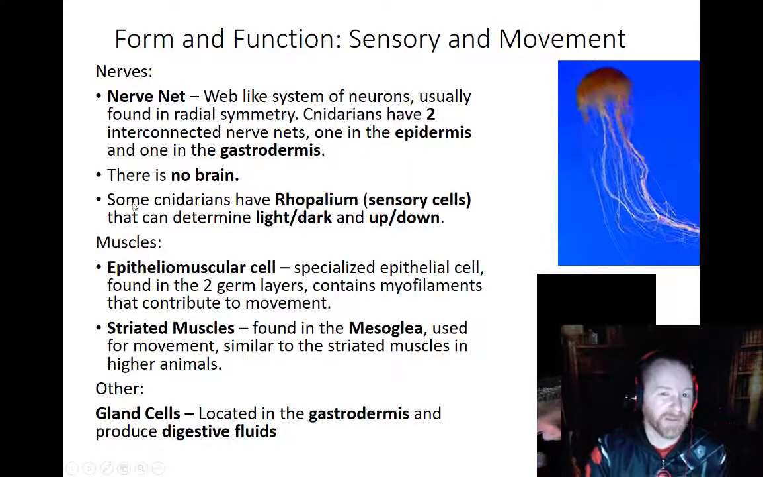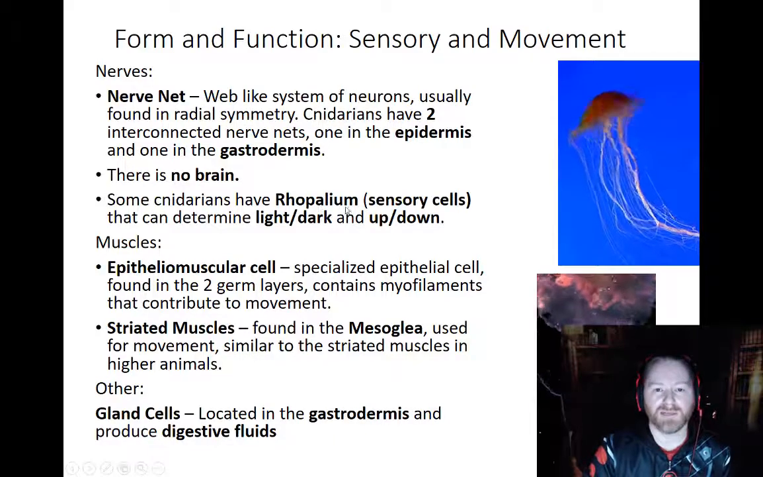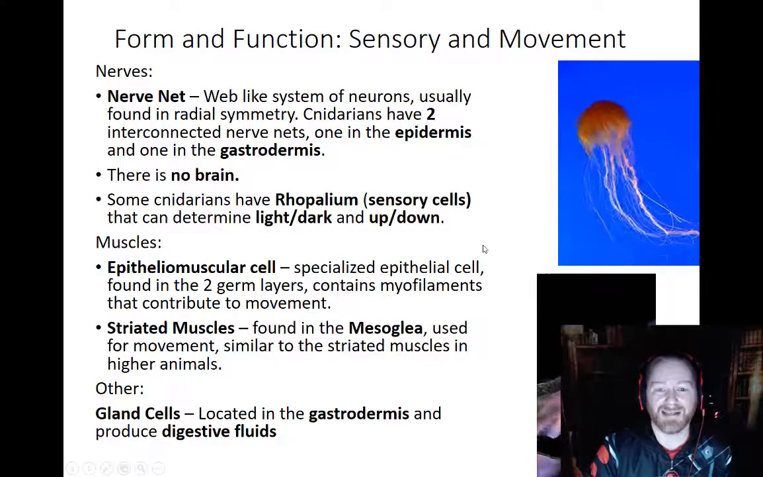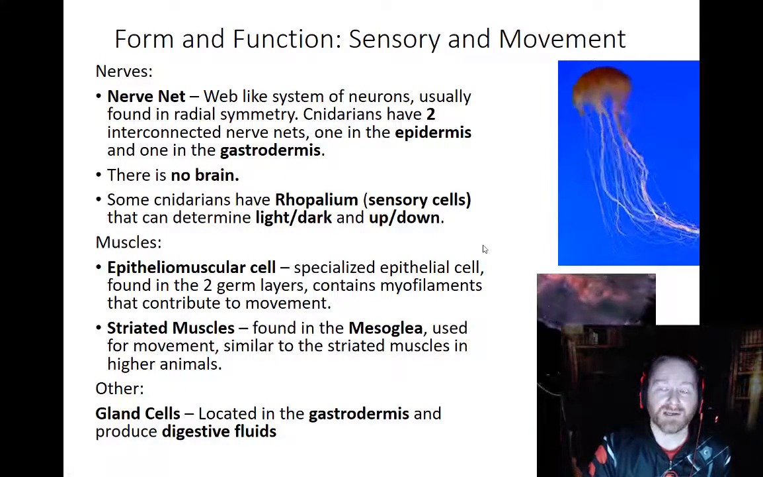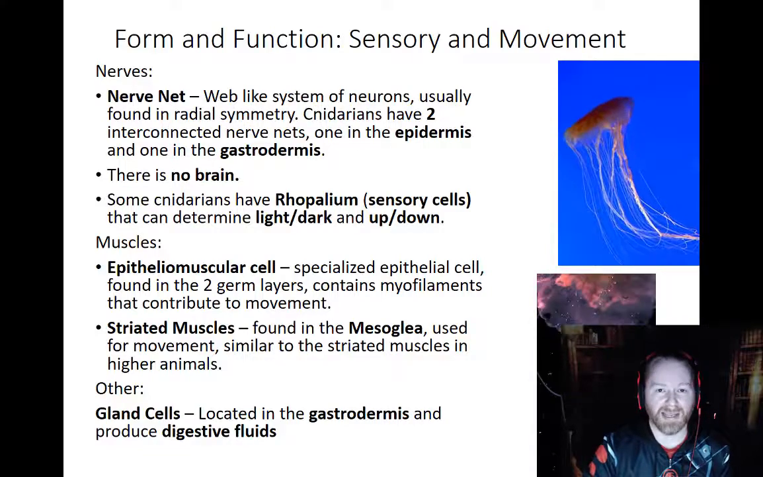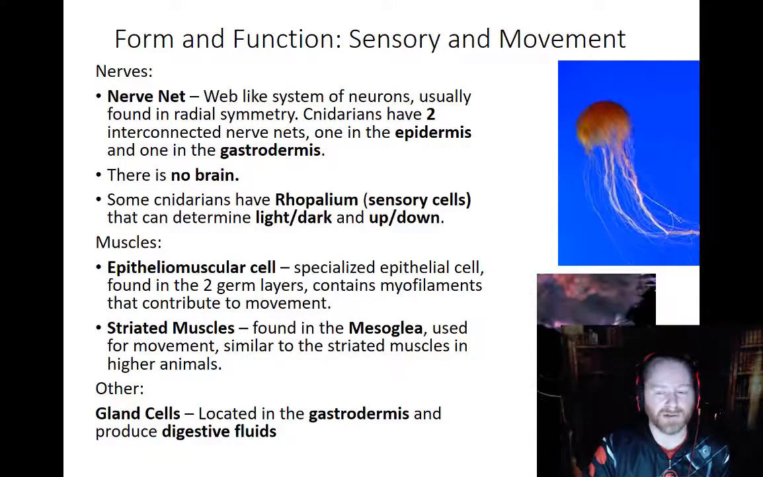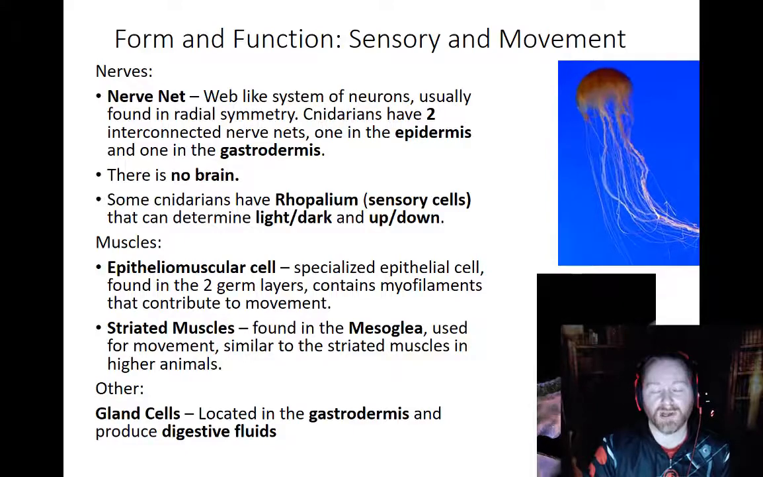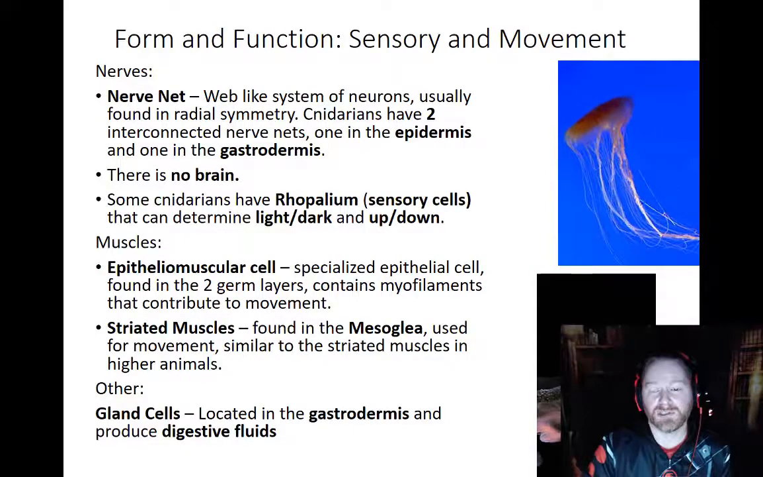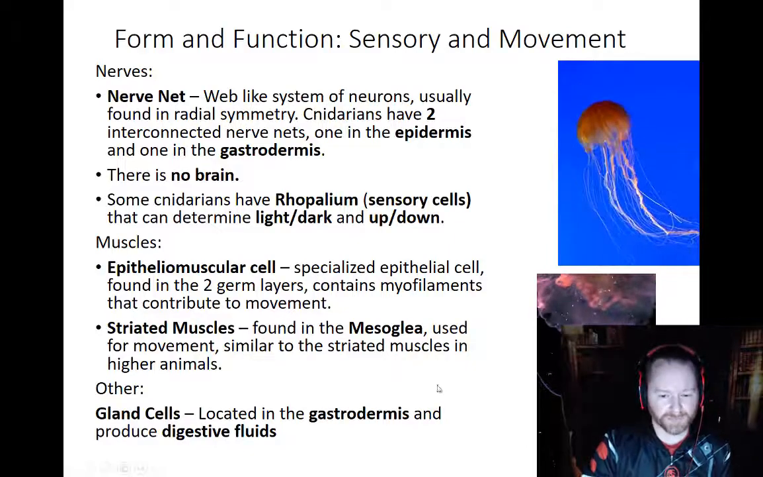Now some cnidarians do have what we call a rhopalium, which is a sensory cell. Essentially, we consider it to be an eye. It helps pick up on light and dark, and it also can help determine what's up from down, so that way they can orient themselves a little better. Now, not all species have this, or not all the classes have this, but some do, and some have it a little bit more strongly than others.